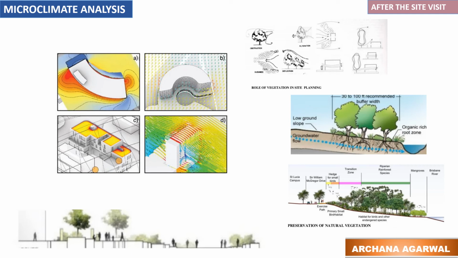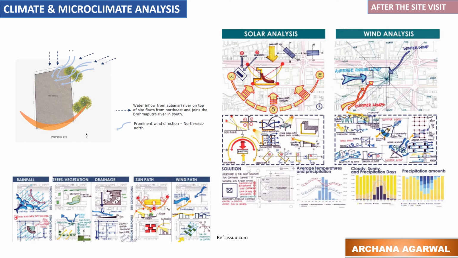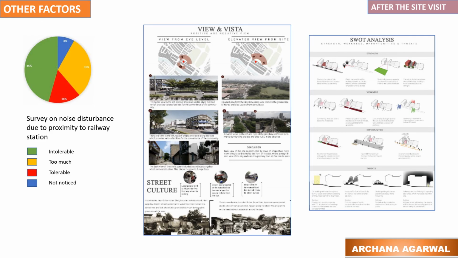Factors that affect microclimate include topography, soil, water, vegetation, and artificial structures. A range of software and plugins are available for modeling microclimate variables. Commonly used tools include Ladybug, ENVI-met, SimScale, and Eddy3D. Sun path, wind path, and rainfall analysis can be shown in the form of sketches. These are some of the other factors that can be analyzed.